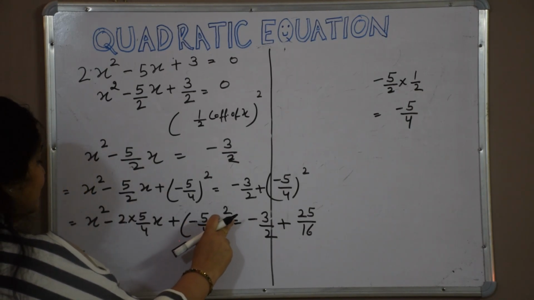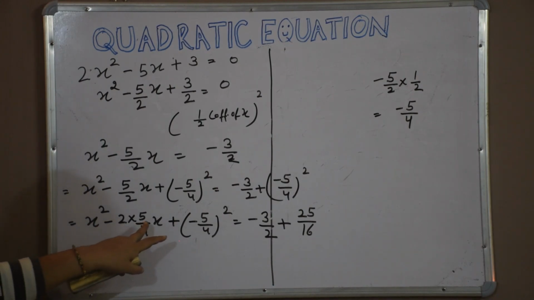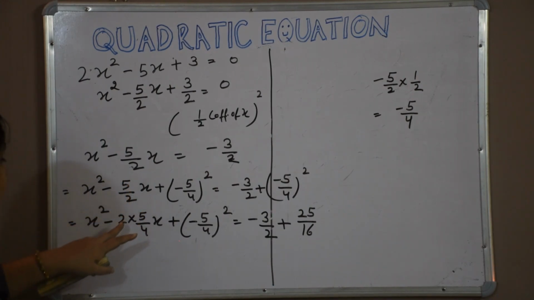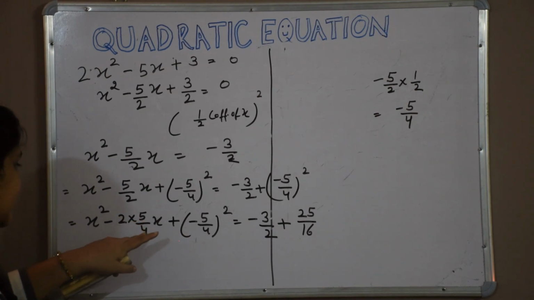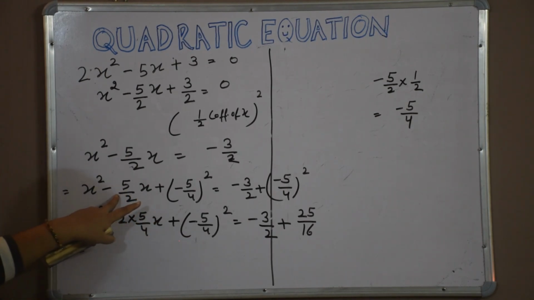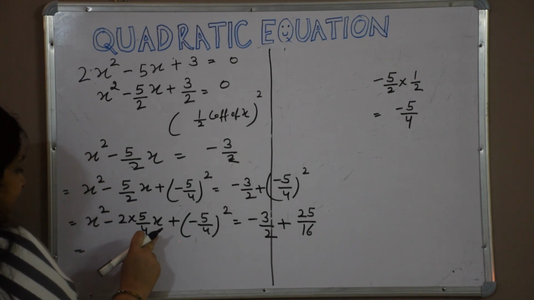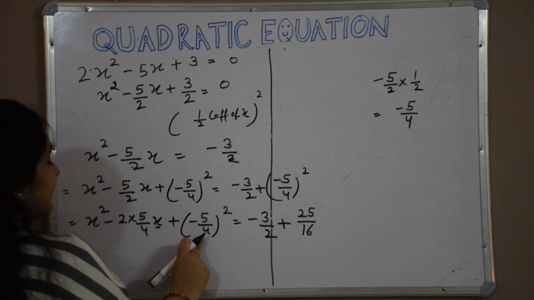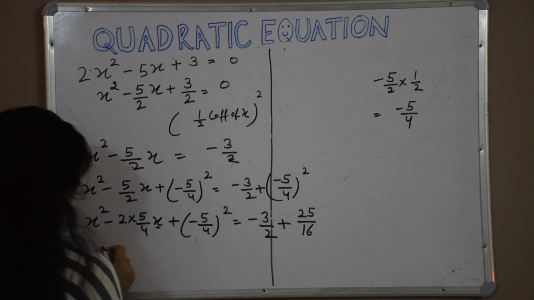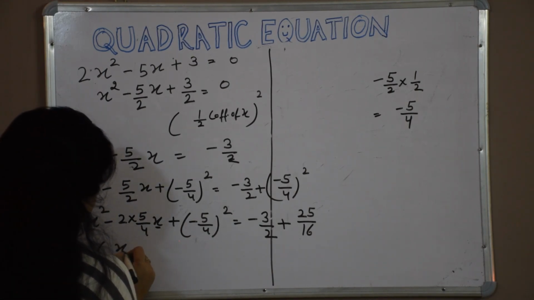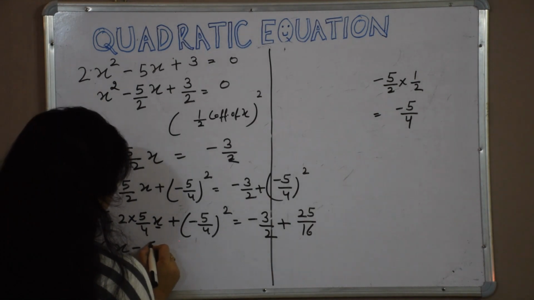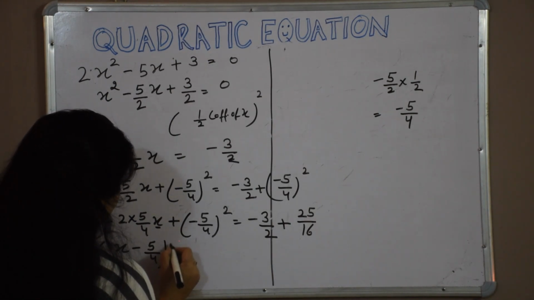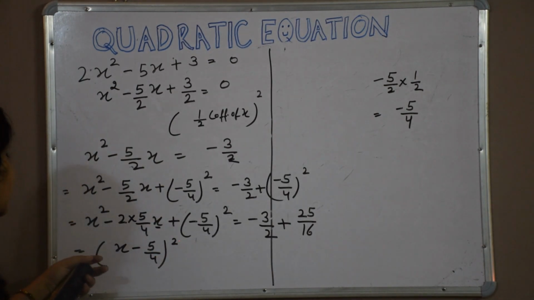Minus 5 by 4 whole square, minus 2ab, because 5 by 2 means we can write it as 2 into 5 by 4, and when we cancel it, it again becomes 5 by 2. So in 2ab, a is x and b is 5 by 4. So we can write it like x minus 5 by 4 whole square. a square plus b square minus 2ab.